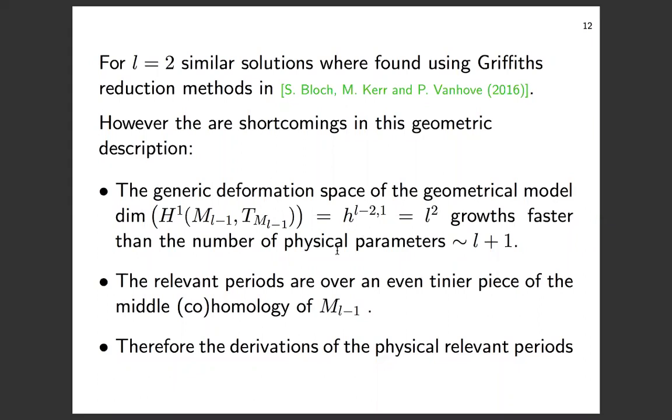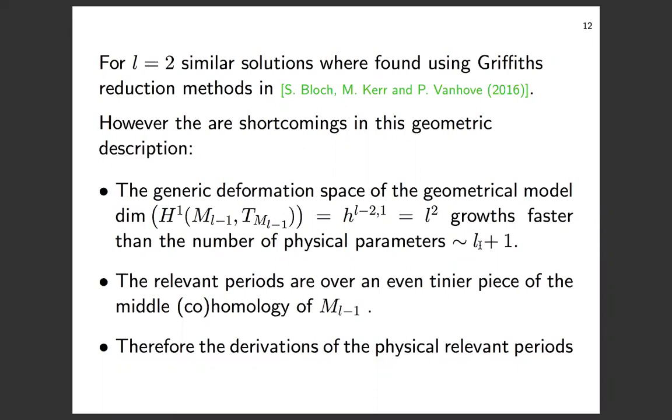But then we realized that there are shortcomings in this geometric description that I want to overcome. And what is the shortcoming? One I have already mentioned. If you look at the deformation space of this Calabi-Yau that I'm looking at, then it actually grows with the loop order to the power two. While the physical parameters, as we have seen in the banana diagram, this was just the masses plus the external momentum, they actually grow with L plus one. So this Calabi-Yau is very redundant.